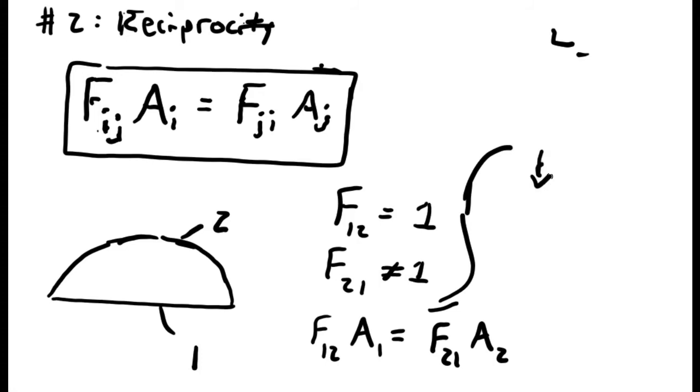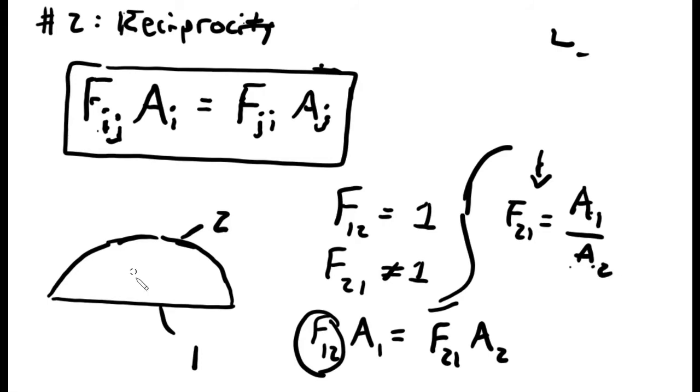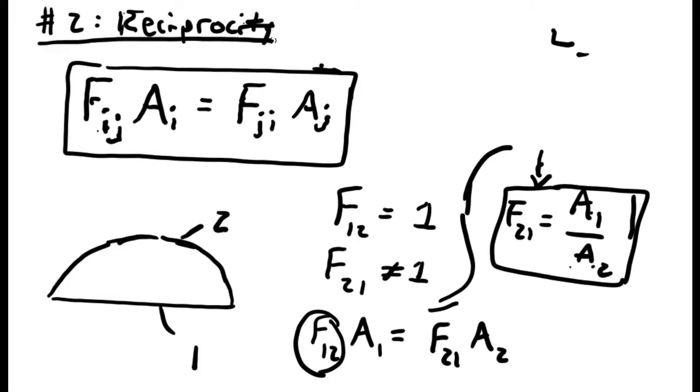So coming down here, we can then solve for the view factor from 2 to 1, which is just equal to, remember, this is 1, so we're just going to leave that as 1 and ignore it. That's just the area of 1 divided by the area of 2. All right? So we just take the ratio of these areas, and you actually have the view factor between surface 2 and surface 1. Pretty cool, huh? So that's rule number 2, reciprocity.